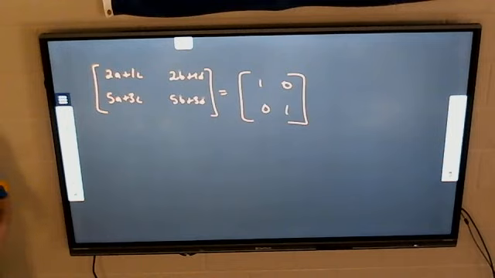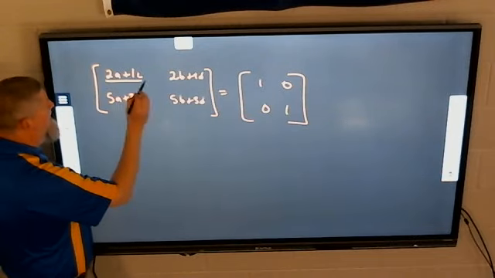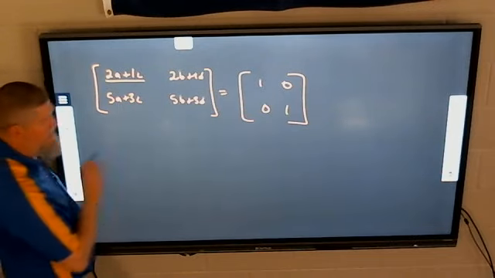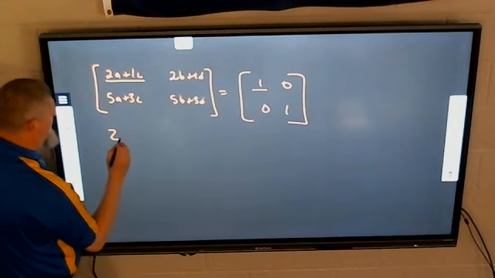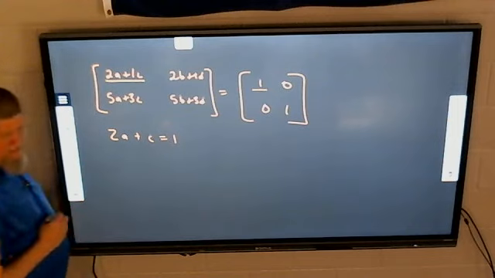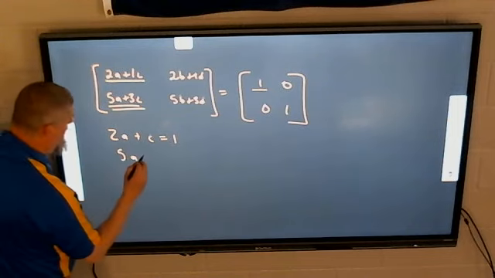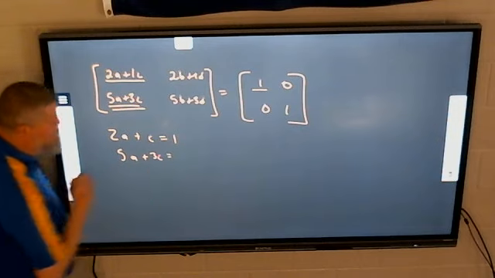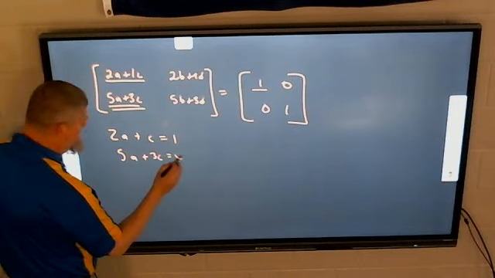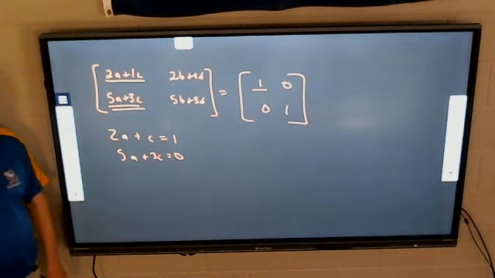Okay? Let's go back to addition and subtraction of matrices. If these two matrices are equal, then this element has to be equal to 1. So I know that 2A plus 1C has to be equal to 1. And what do I know about this element here? 5A plus 3C has to be equal to 0. And now I have a system of two equations, two unknowns.